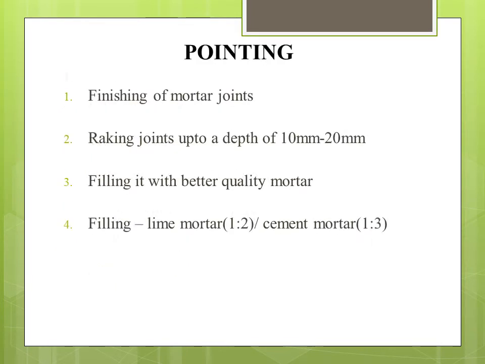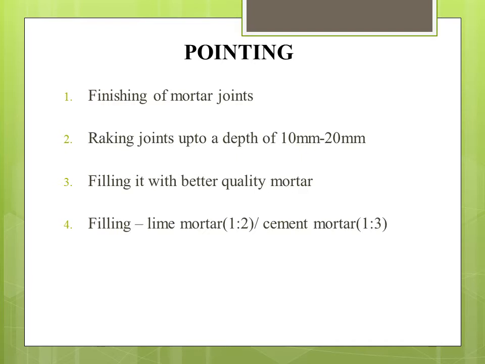Moving on to start with, what is pointing? The term pointing is applied to the finishing of mortar joints in masonry. In exposed masonry, joints are considered to be the weakest and most vulnerable spots from which rainwater or dampness enters. Pointing consists of raking the joints to a depth of 10 mm to 20 mm and filling it with better quality mortar in the desired shape.